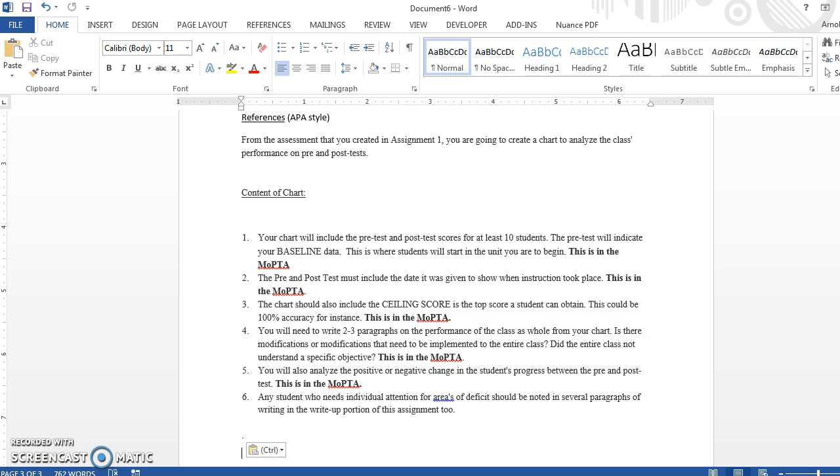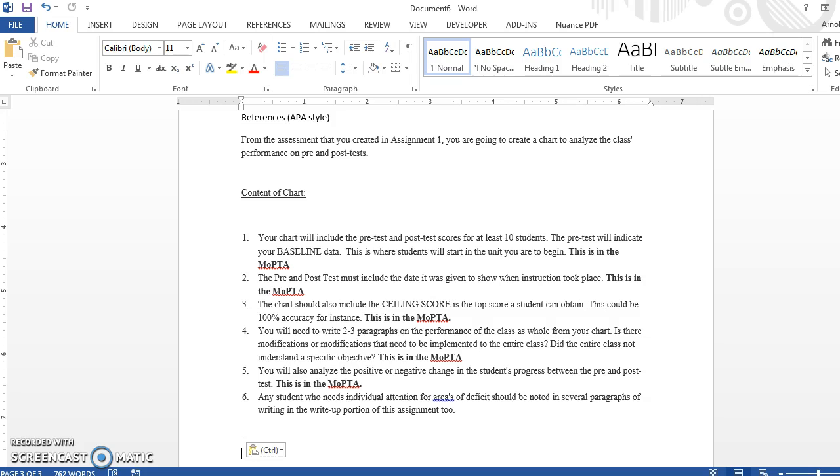All right, then the chart should also include a ceiling score, the top score a student can obtain. This could be 100%, for instance, so that's pretty explanatory. You need 2 or 3 paragraphs of the performance of the class as a whole from your chart. Are there modifications that need to be implemented for the entire class? Did the entire class not understand a specific objective? So if they all missed number 9, why? Is there something going on that is keeping those kids from doing that certain objective?